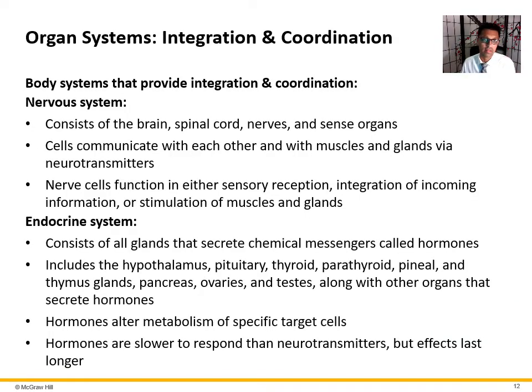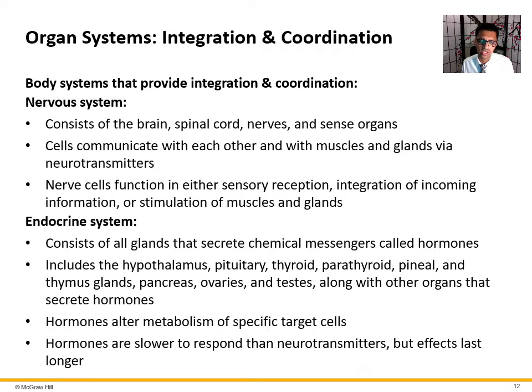Nervous system, the brain, spinal cord, nerves, and sense organs. Cells communicate with each other and with muscles and glands via neurotransmitters. The neurotransmitter that you probably know the most is dopamine. Every time you're texting somebody or somebody texts you back, you get a dopamine rush. So that's dopamine, a very important neurotransmitter. We're addicted to certain things because of dopamine. We feel that rush. But there's other neurotransmitters out there: norepinephrine, epinephrine, acetylcholine. I can just go on and on, but you're not going to have to know all those neurotransmitters. I'm just giving you some examples.